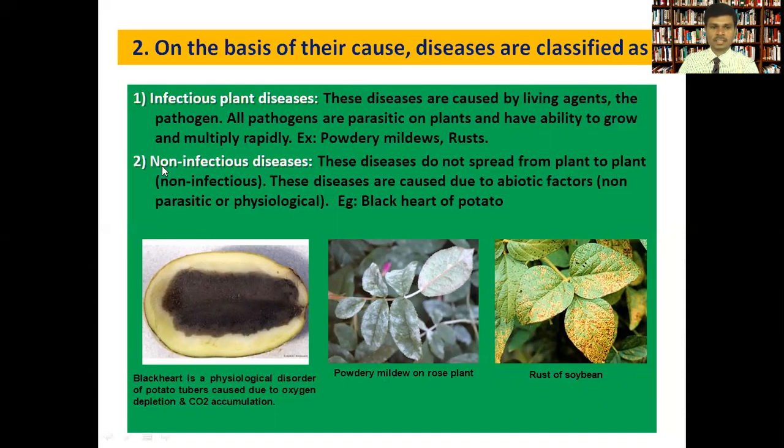And the next class, non-infectious plant disease, is actually caused by abiotic factors. The example given here is the black heart disease of potato. That disease is actually a physiological disorder that takes place due to the deficiency of oxygen and accumulation of CO2 gas in the potato tuber.